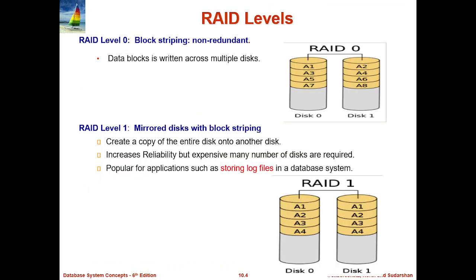First, let us go to RAID level 0, which is non-redundant. So, we will be storing the blocks in alternate disks. In RAID level 1, we go for block striping, that is, mirrored disks. So here we will be having an additional copy, so it increases the reliability.